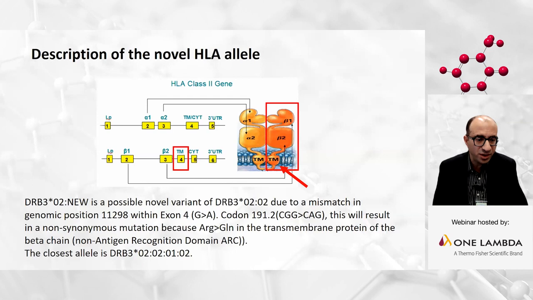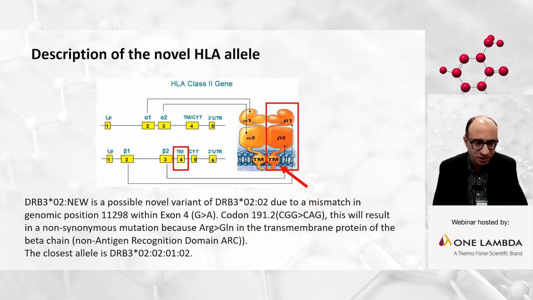DR beta 302 is a possible variant of the DR beta 30202 due to the genomic position 11,298 within exon 4 and codon 191.2. This results in a non-synonymous mutation because arginine has become glutamine in the transmembrane protein of the beta chain. And this is actually the non-antigenic recognition domain.